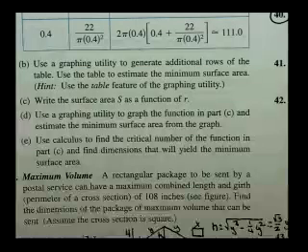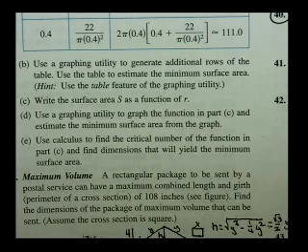Now, the only difference between 34 and 33 is that 33 is a rectangular package, and 34 is a cylindrical package. That means its cross-section is a circle. So let me draw my very best cylindrical package.